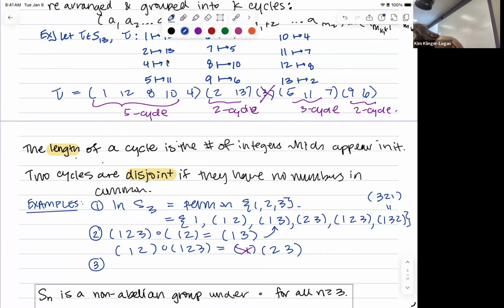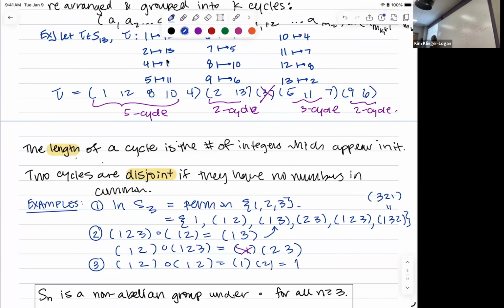Let's see. If I do (1 2) and I compose that with (1 2), let's see what happens here. In the first thing, 1 is going to 2. In the second thing, 2 is going to 1. So 1 is staying fixed. And what's happening with 2? 2 is going to 1, and 1 is going to 2. So 2 is also staying fixed, right? Or this is really just the identity, right?